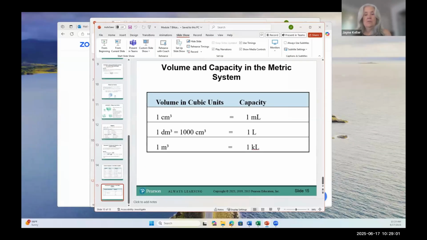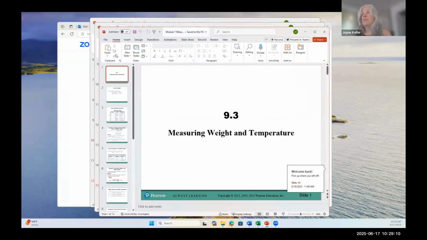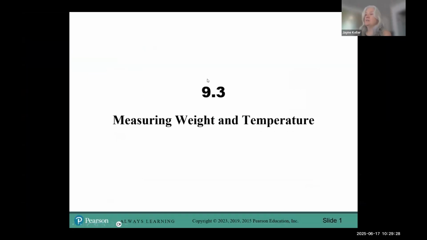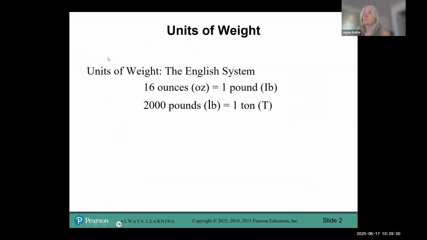So let's move on to the third section, 9.3. And we're going to look at the last two things which we measure, which are weight and temperature. And weight is going to be very similar in the metric system to what we've seen with capacity and distance, but temperature is going to be different.